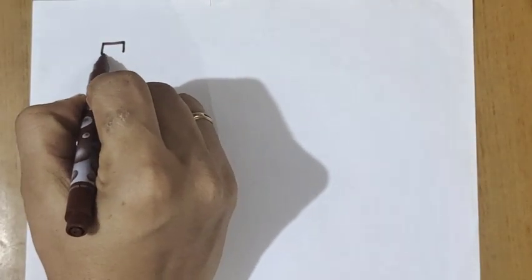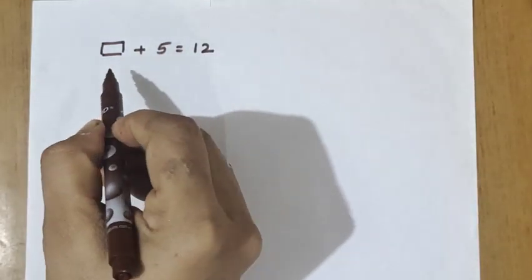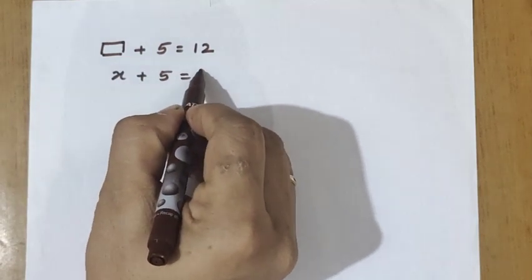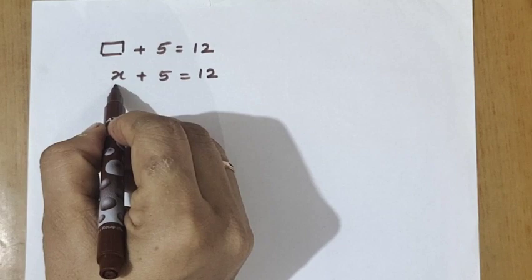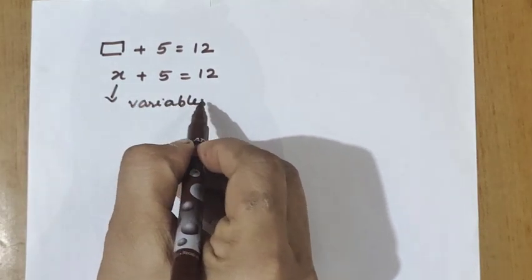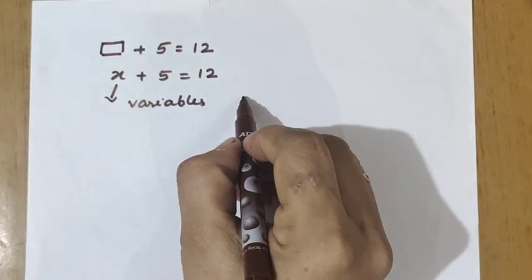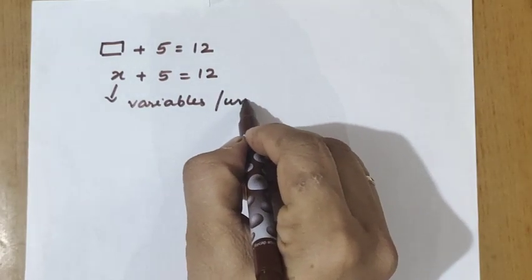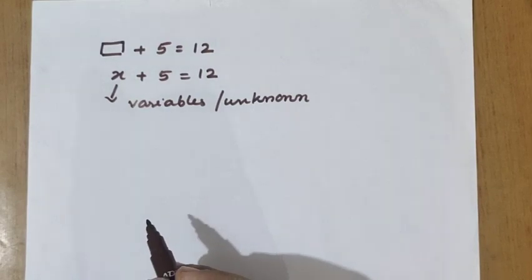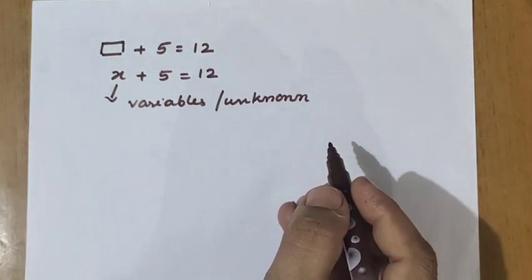Suppose we are having a box plus 5 equal to 12. So instead of box we are writing x plus 5 equal to 12. So this x is called a variable. Variable means any letter we can use, or unknowns we can say. The unknown is represented by a letter, right? These only we are calling in algebra. Algebra deals with variables and unknowns.